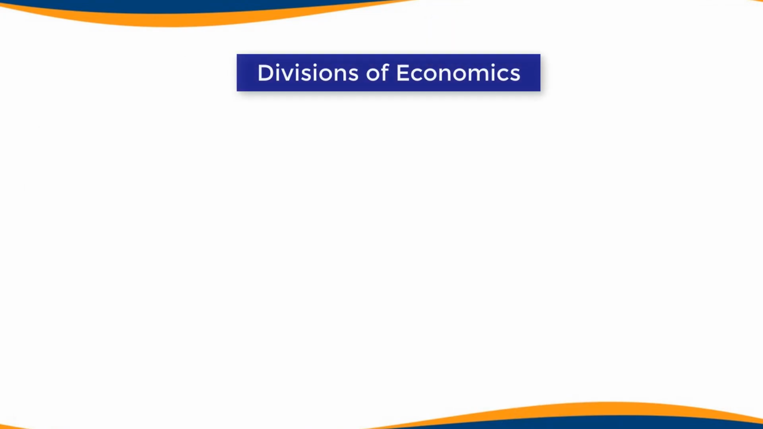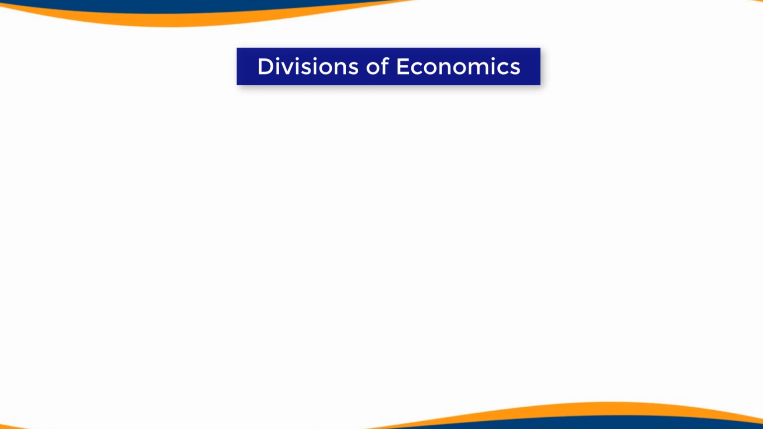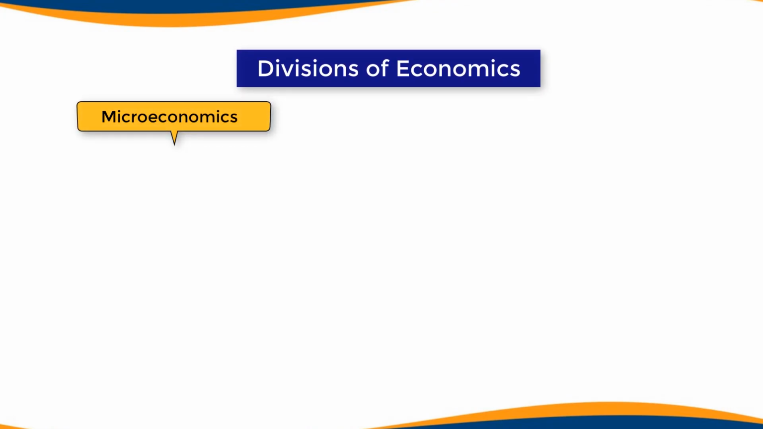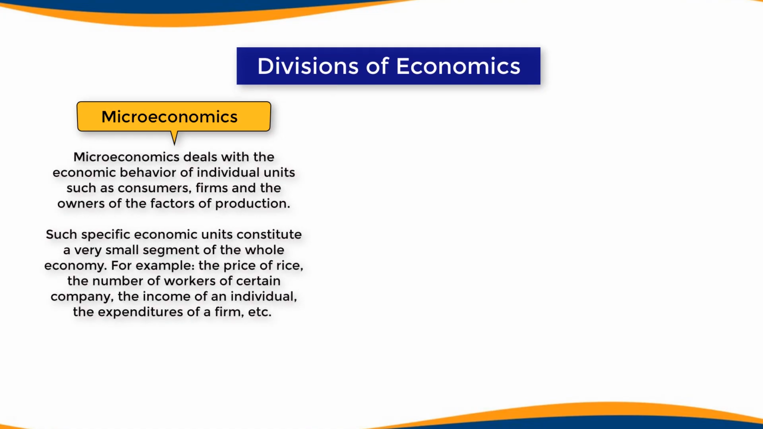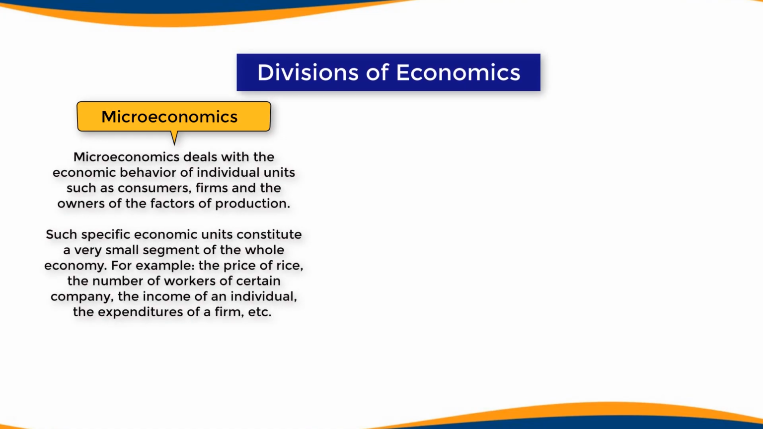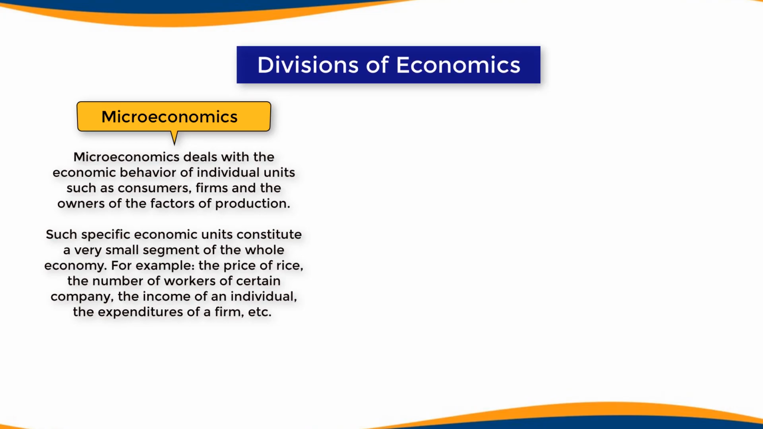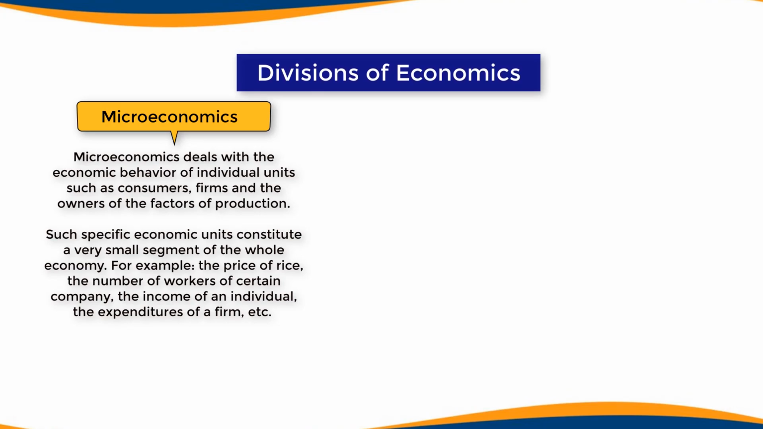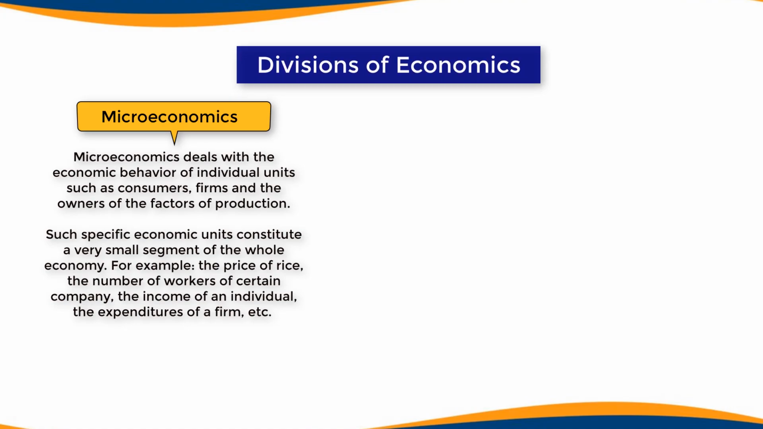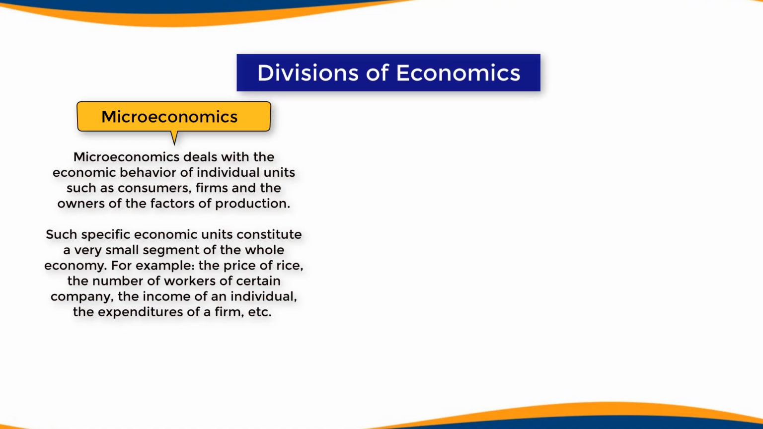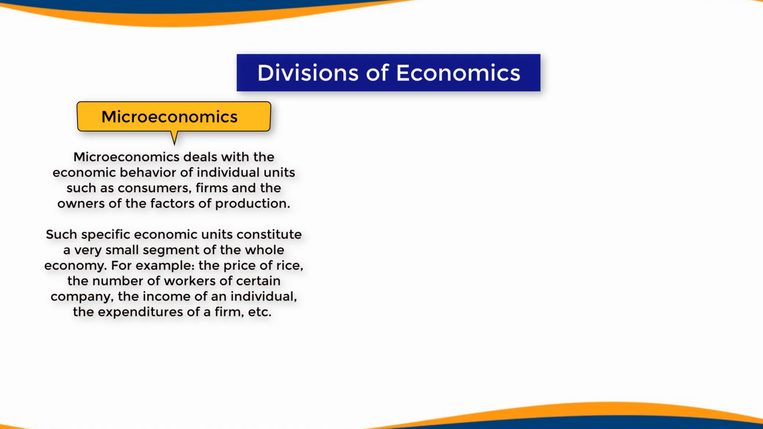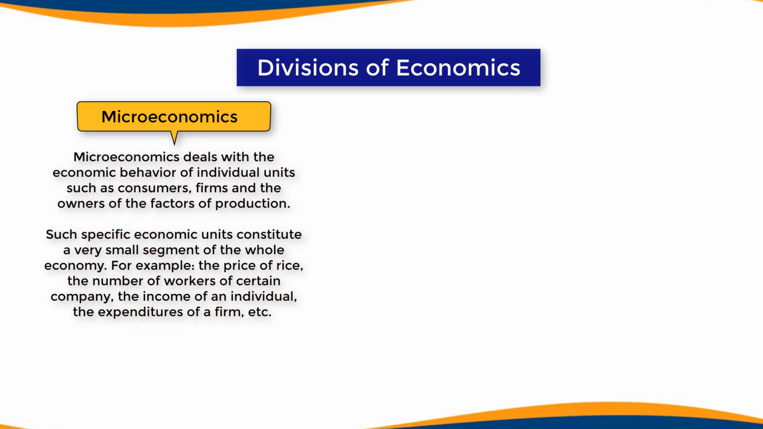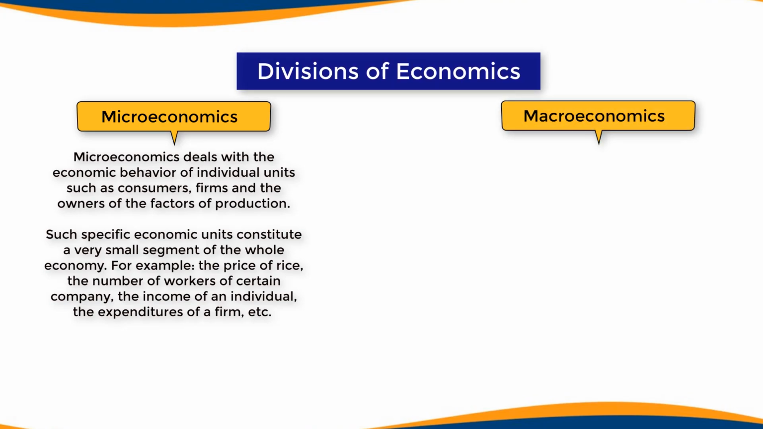Divisions of economics. The study of economics is divided into two types. Microeconomics. Microeconomics deals with the economic behavior of individual units such as consumers, firms, and the owners of the factors of production. Such specific economic units constitute a very small segment of the whole economy. For example, the price of rice, the number of workers of a certain company, the income of an individual, the expenditures of a firm, etc.